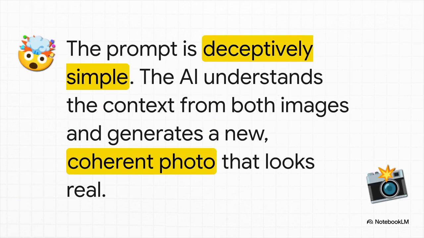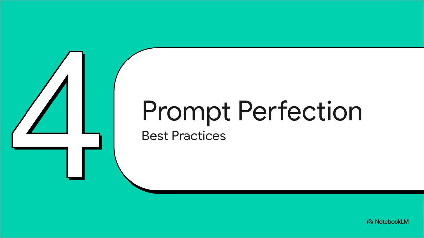And get this, the prompt is almost ridiculously simple. You just tell it, take the blue floral dress from the first image and let the woman from the second image wear it. It sounds like you're talking to a human photo editor, right? And that's the point. The AI gets it. It understands the context from both pictures and creates a totally new, completely believable photo, automatically adjusting the fit, the lighting, everything. It's incredible.